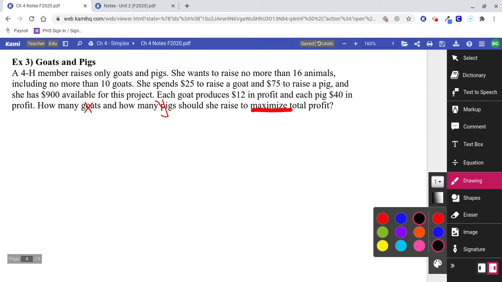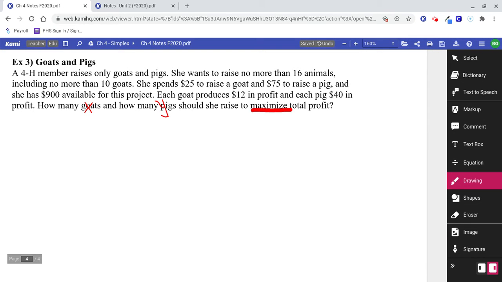So let's look at the problem. We're going to maximize profit equal, and notice they're talking about $12 in profit for each goat and $40 in profit for each pig. So that's 12x and 40y. So we've got that. And then we go back and look at the constraints, subject to.